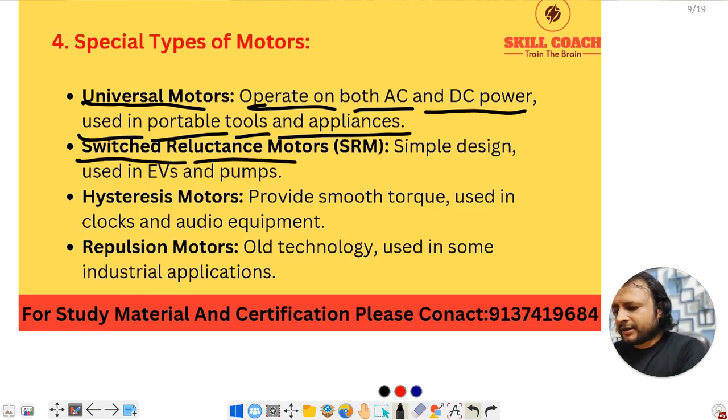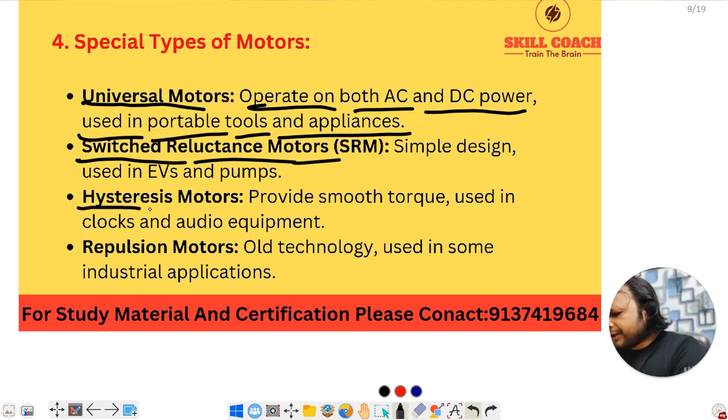Switch reluctance motor, that is called SRM. Trust me, ये बहुत सिंपल डिजाइन है, that is used in EVs and pumps. अभी हम आपको बताएंगे कि कौन सी व्हीकल कौन सा मोटर इस्तेमाल कर रही है और क्यों कर रही है.